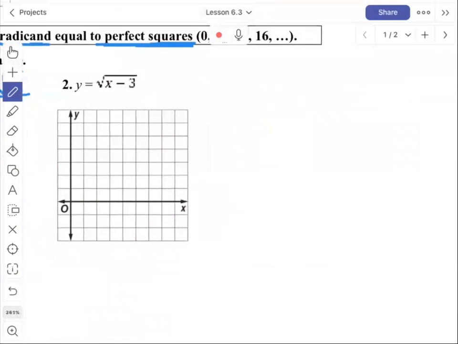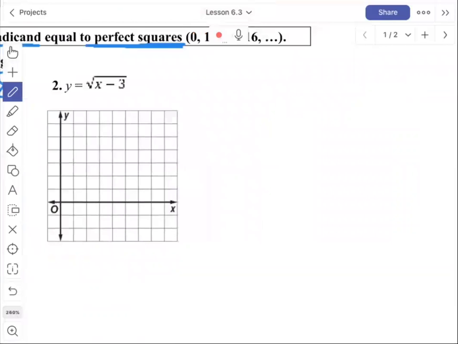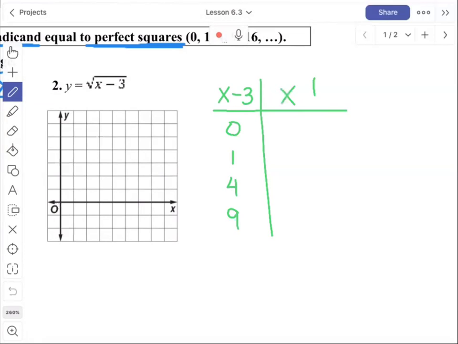So number 2, notice the radicand is a little different. The radicand is x minus 3. So I'm going to set up a chart, but it's going to be a little more than just x and y. In my chart, I'm actually going to put the entire radicand, x minus 3, and I want that to equal my nice perfect squares of 0, 1, 4, 9. But I need to know what x values get me the radicand of 0, 1, 4, 9.